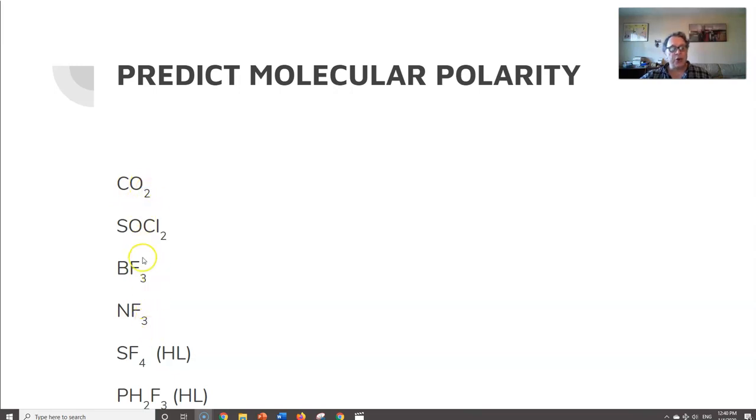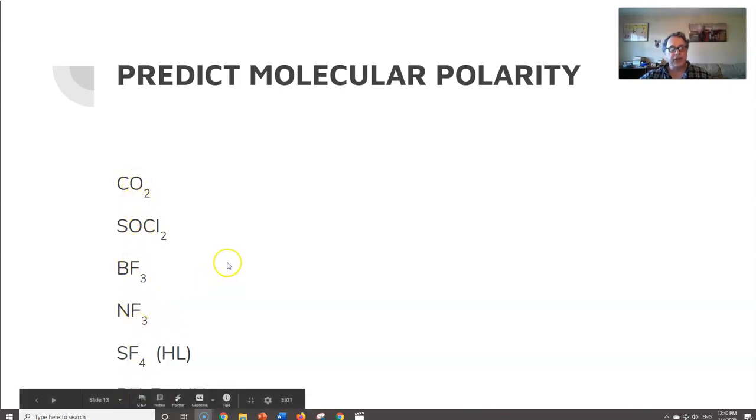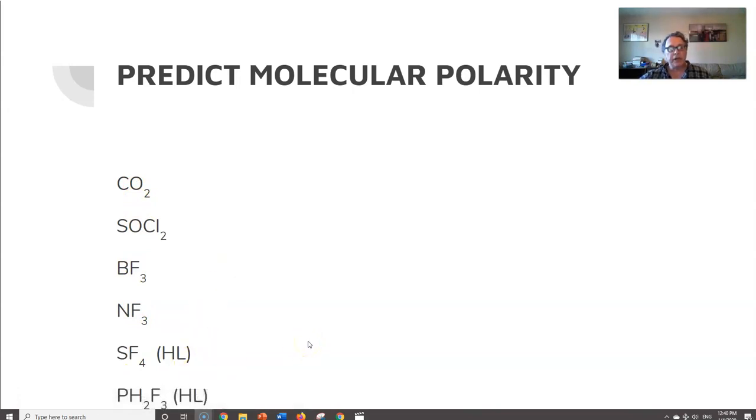SL students will do these 4. HL students will do these 6, including these 2 at the bottom here, which involve higher geometries that SL students are not responsible for.